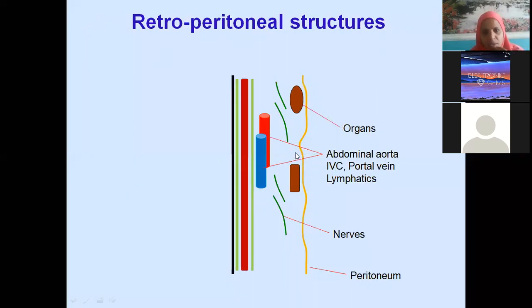Okay. So retroperitoneal structures, what are the various retroperitoneal structures we have? Kidney we have, isn't it? Apart from that, do you remember we have abdominal aorta, inferior vena cava, okay, lymphatics, nerves.